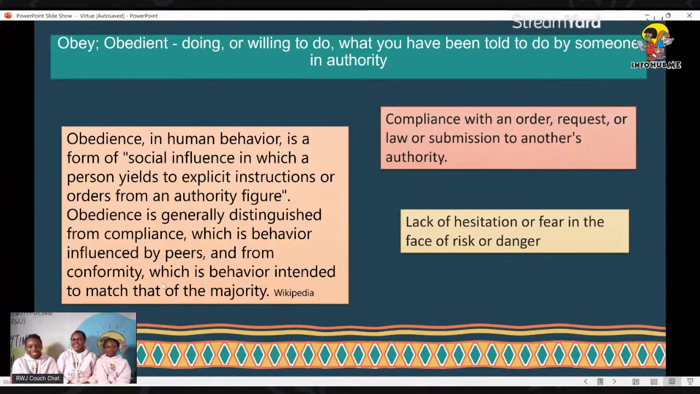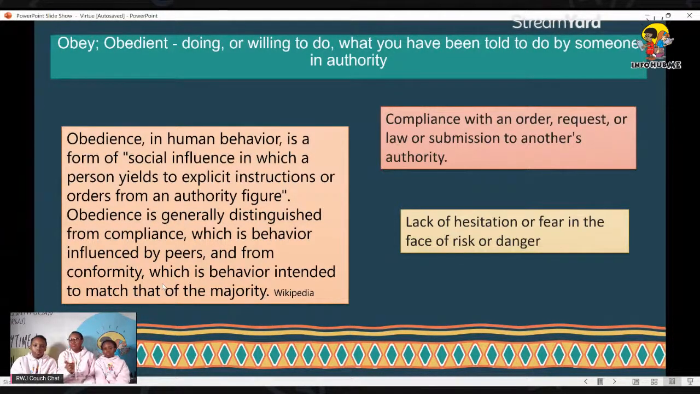So we have to be careful. Obedience is not everything. Obedience is not everything we do. Obedience is simply a relationship between a lower authority and a figurehead, like a big authority. So compliance with an order, request, or law or submission to another authority.